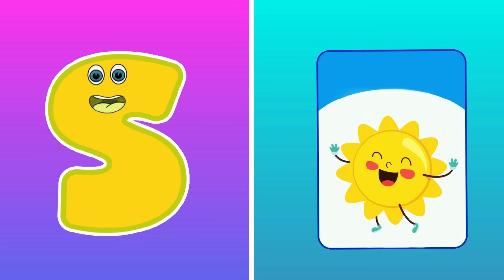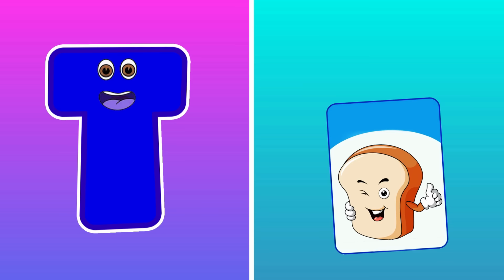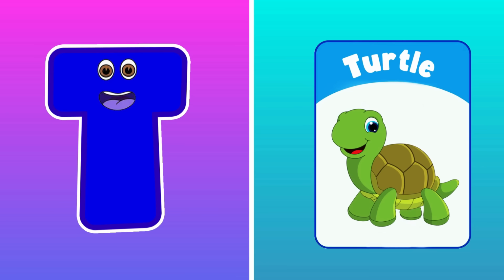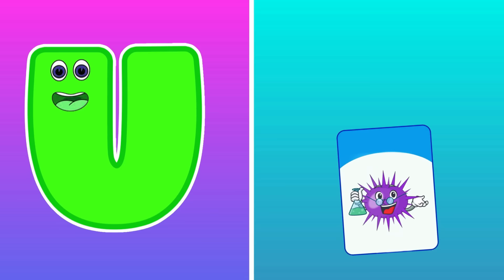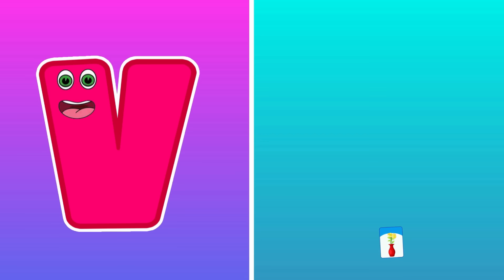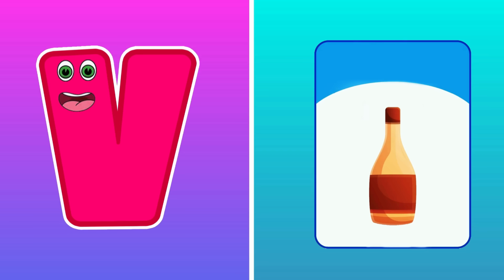Sun. Toast. Turtle. U: uncle. V: vase, vinegar.